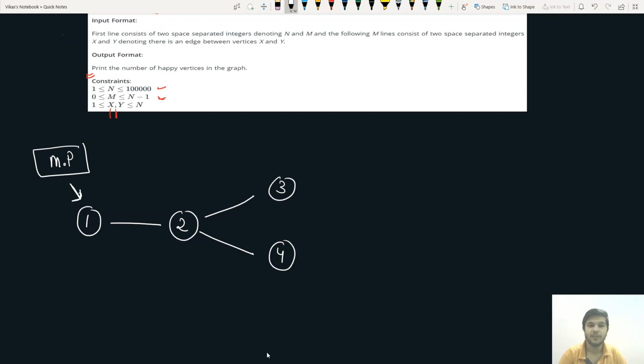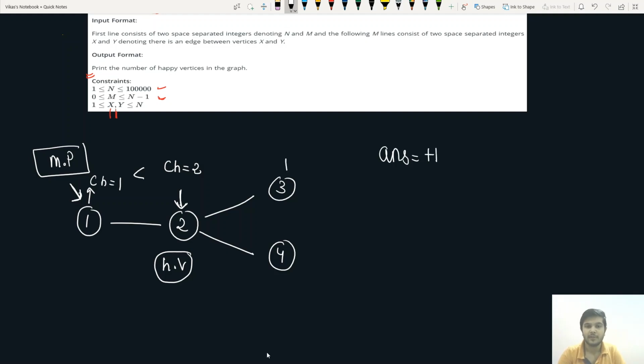Now we just need to find the total number of happy vertices. So how are we going to find it? Let's see. For this 2, the total number of children is 2. So ch is 2, and the parent node, that is 1, has only one child. So ch equals 1. So the current node, 2, has a greater number of children than the parent node. Yes, it is. Then this 2 is a happy vertex. So we are going to increment our answer by 1.